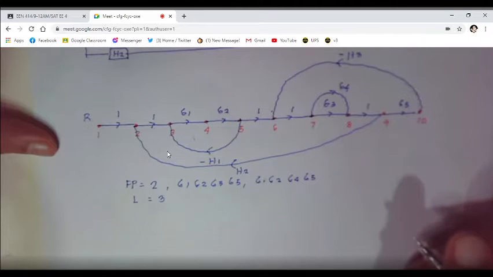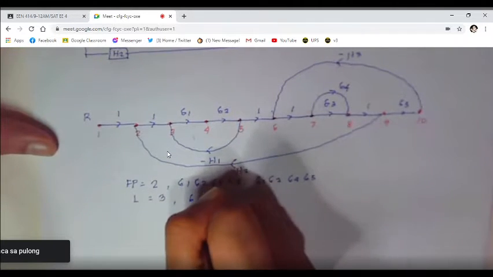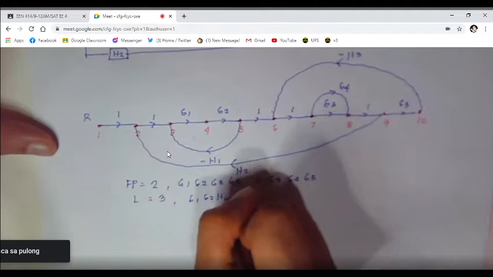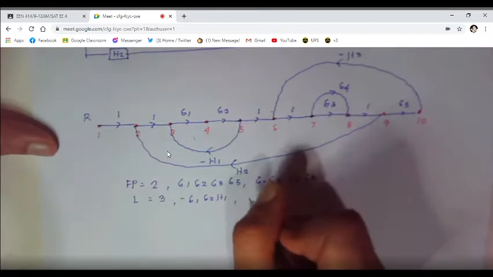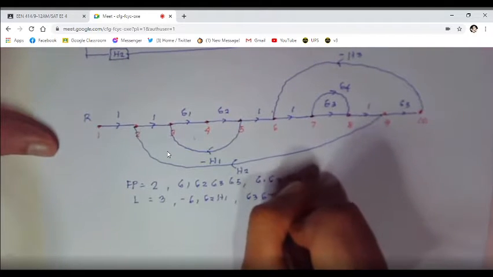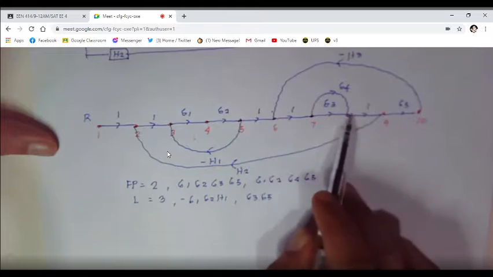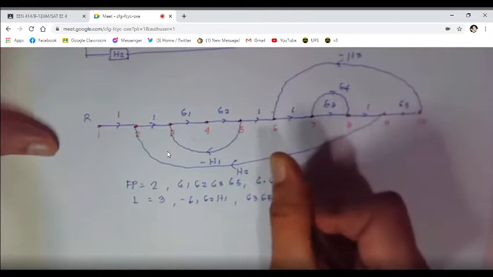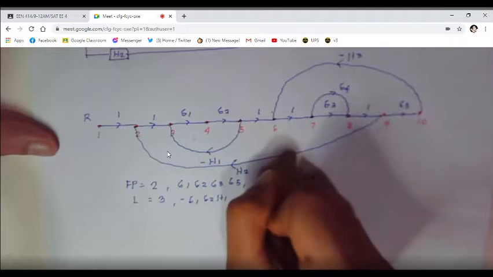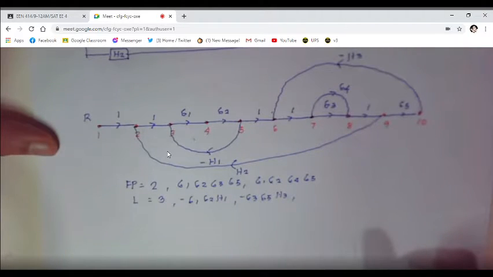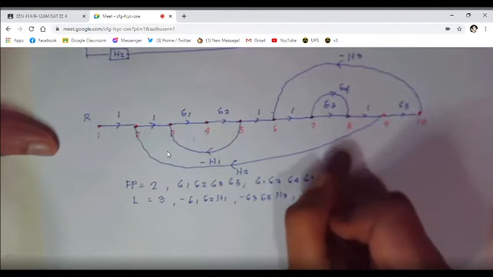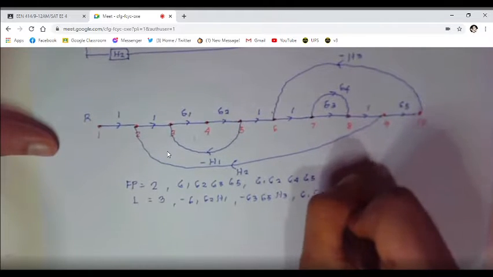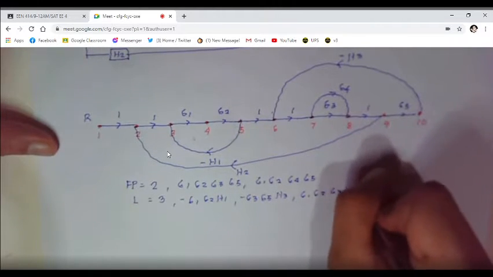Loop. Dalawang loop natin. So, we have G1, G2, H1, negative. Tapos, we have G3, G5, ito, G3, ito yun, no? G3, G5, H3. Negative. Ano pa ba? Ito.